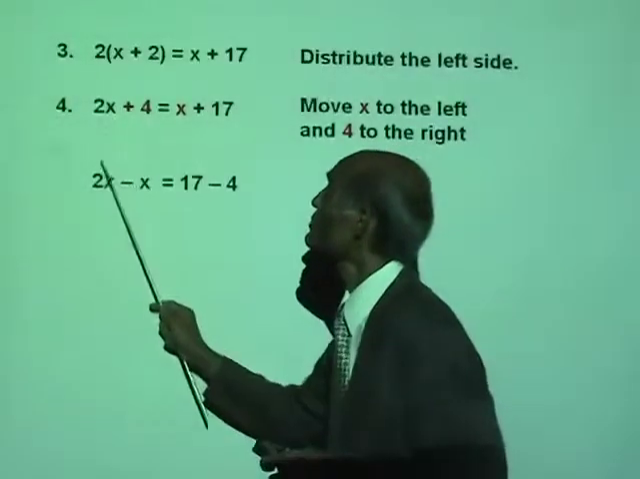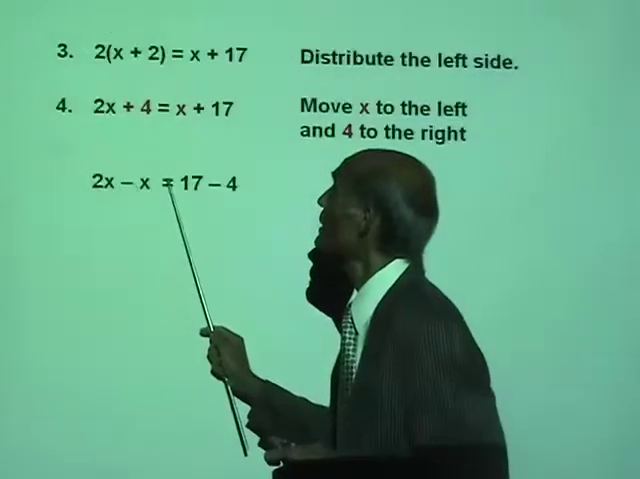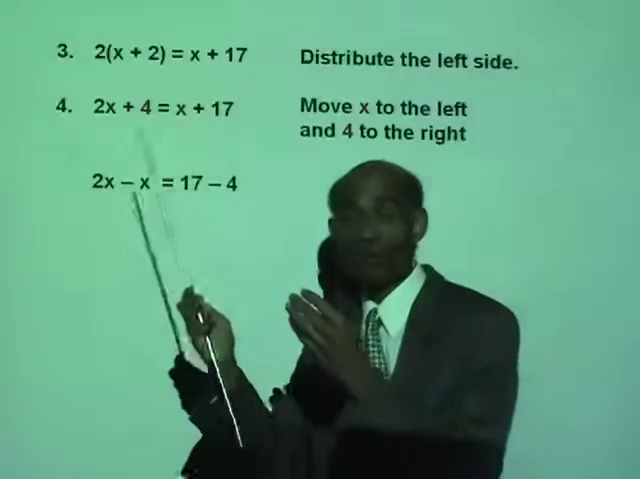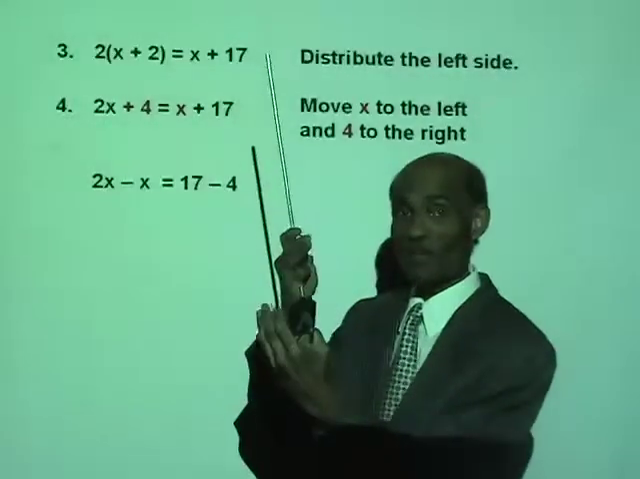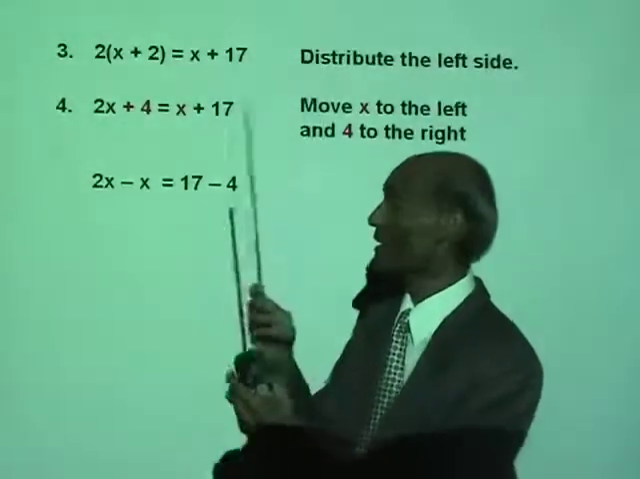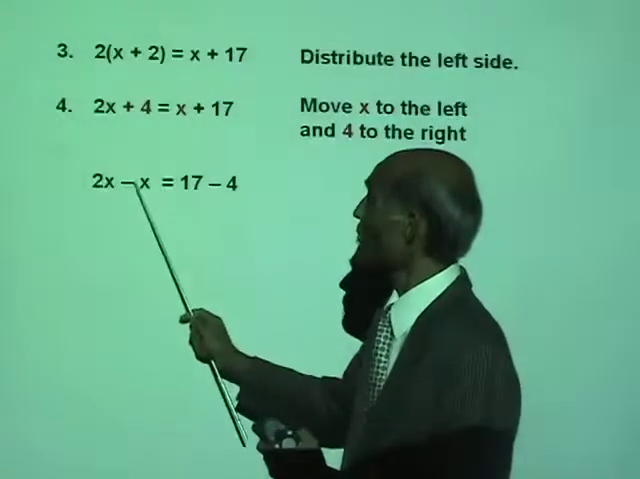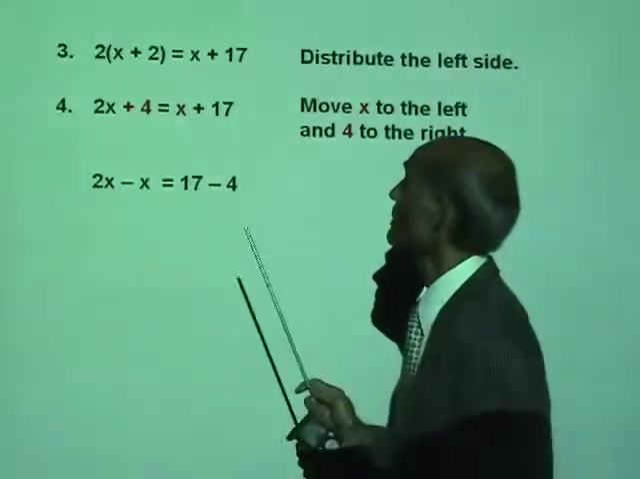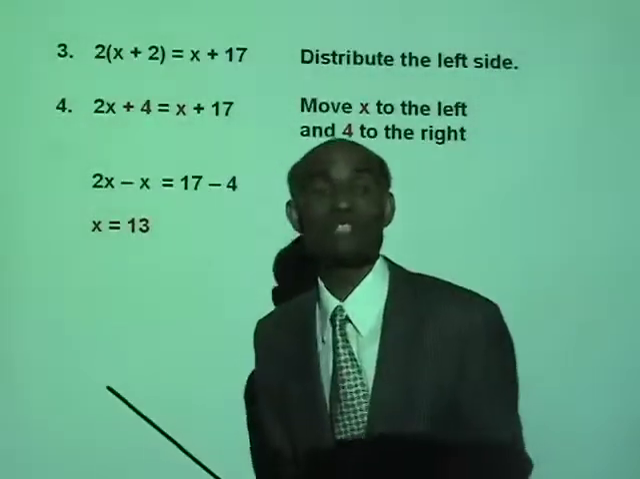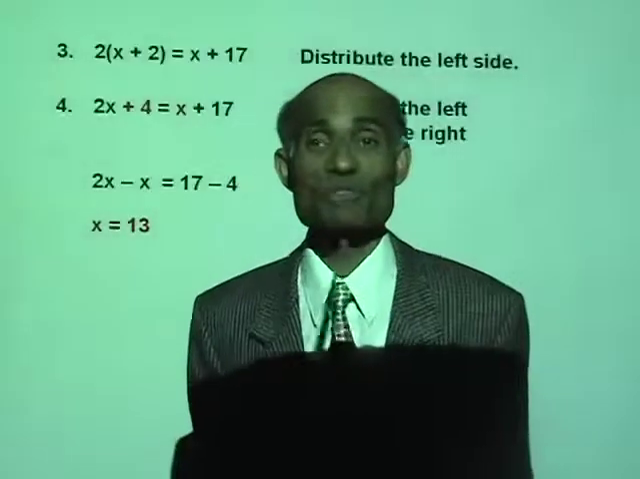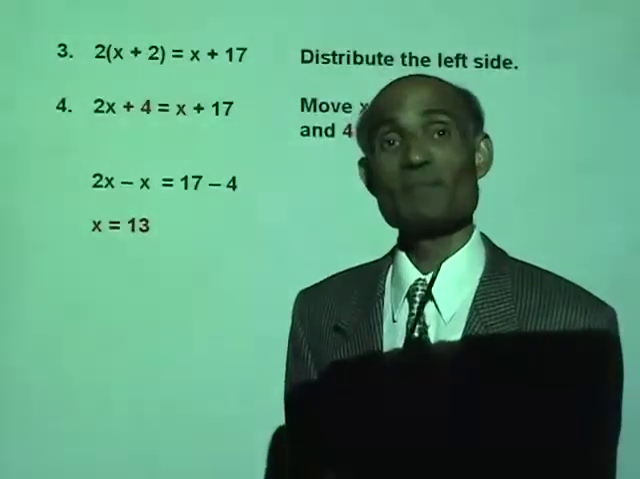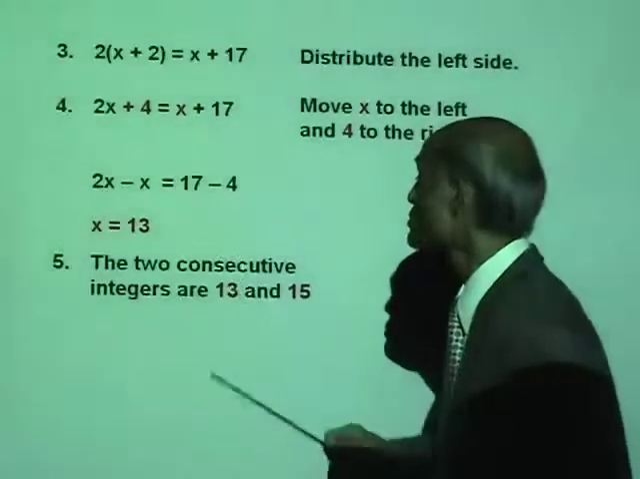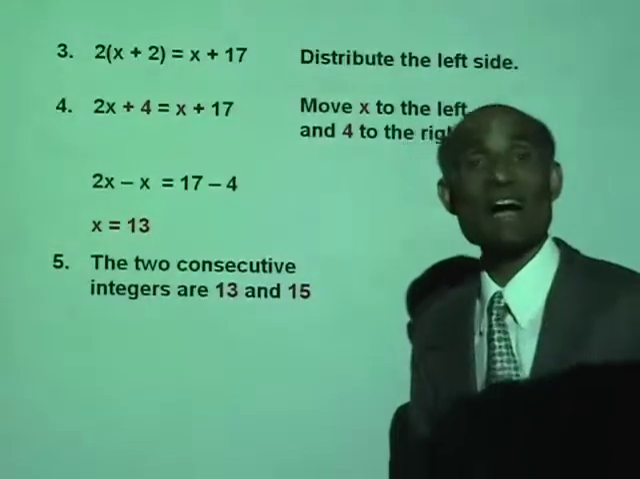That will become 2x minus x equal to 17 minus 4. When you move terms from one side to the other, remember to change the sign. 2x minus x equal to 17 minus 4, or x equal to 13. The smaller of the two integers is 13. Therefore, the larger one will be 15. The two integers are 13 and 15.